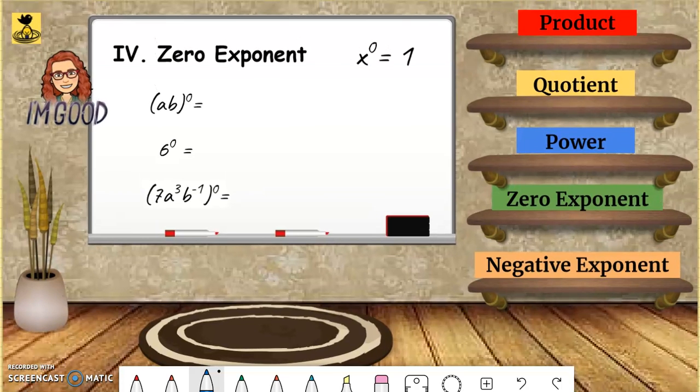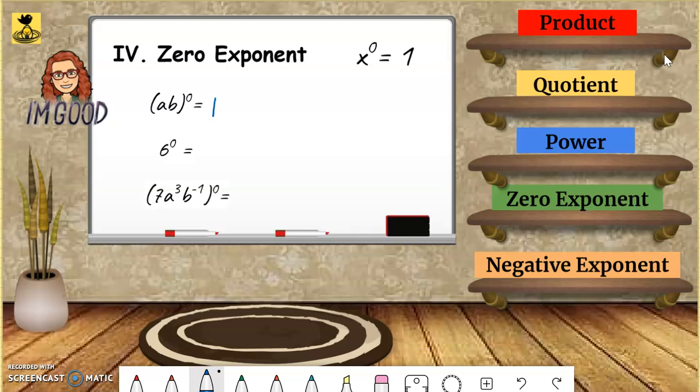So the zero exponent says that an expression x raised to the power of 0 is just equal to 1. So it means that any expression raised to the power of 0 is always equal to 1. So let's have one example here. The first example, (ab) raised to the power of 0, because both of them are raised to the power of 0, it's just equal to 1.